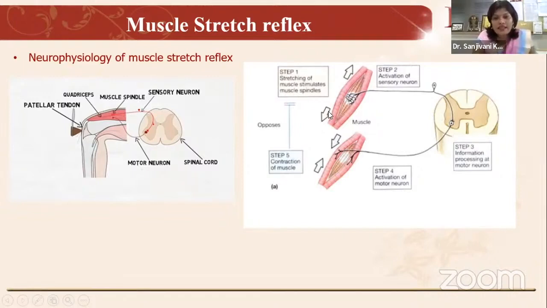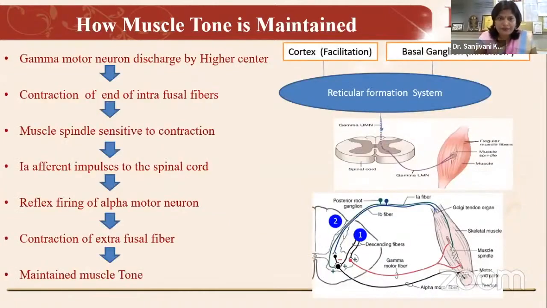In that, the sensory neuron gets activated. Then it synapses, with information processing at the motor neuron. Then there is activation of the motor neuron, and then we get the muscle contraction. Because of that, we get the knee jerk. This is the normal muscle stretch reflex. If there is any problem in this muscle stretch, then we can get an exaggerated jerk, and that is one of the basic symptoms of increased spasticity.